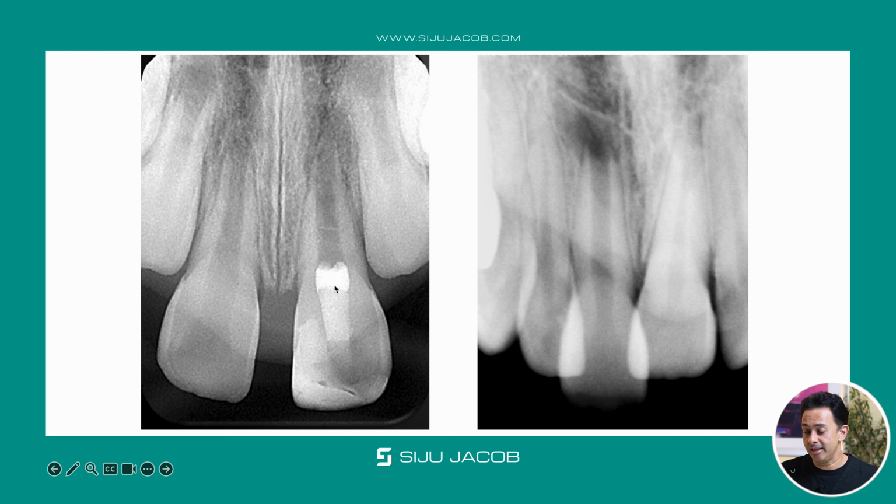You have a central incisor here, which has gone non-vital. So there is no pulp here at all. It's completely non-vital, and there's a lesion here. Similarly, here as well, you can see there's a canal here, which has gone non-vital, and then there's a lesion here. So there is no vital pulp in either of these two teeth.